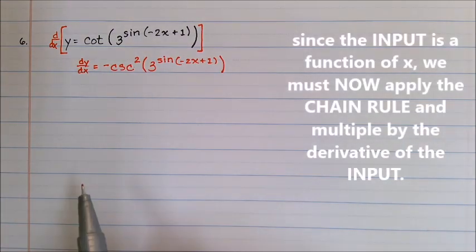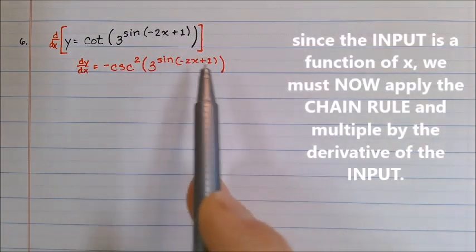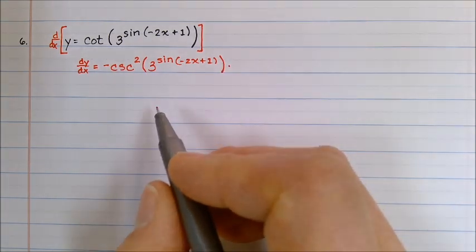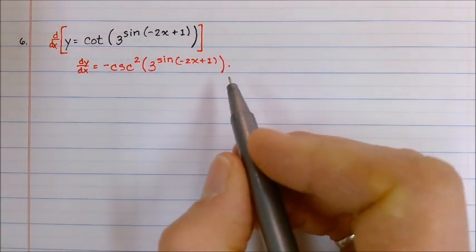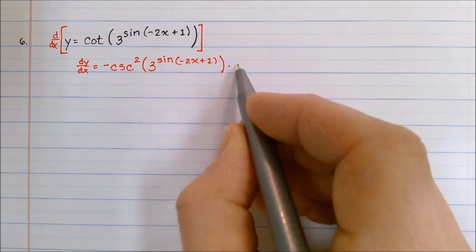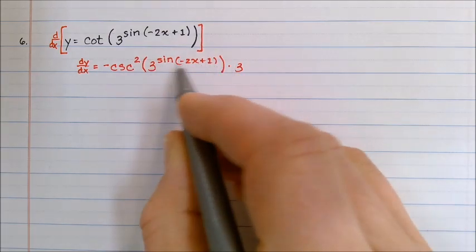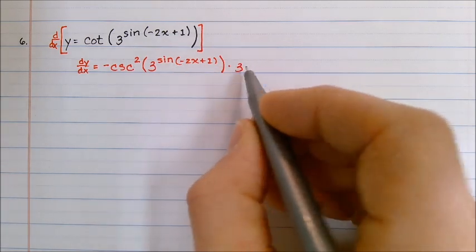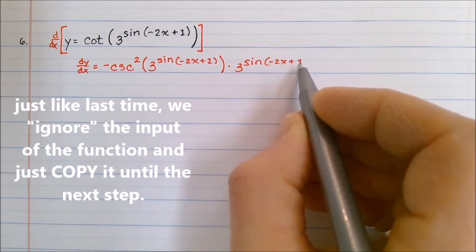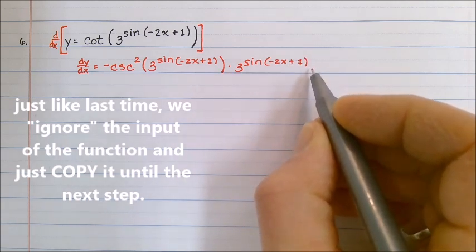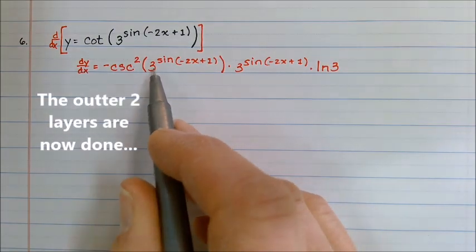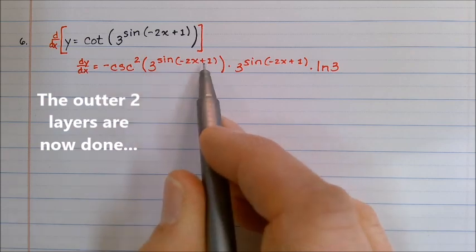Now, we have to multiply by the derivative of that other stuff. So if you have the derivative of an exponential function, 3 to the sine of negative 2x plus 1, we're taking that derivative, so we're going to multiply this by 3 to whatever it's being raised to. Since that's a function, we're going to write sine of negative 2x plus 1, and we're multiplying all that by ln 3. So we've now taken care of this exponential layer.